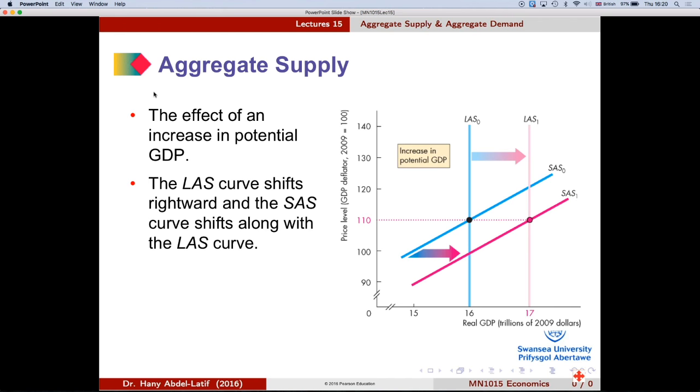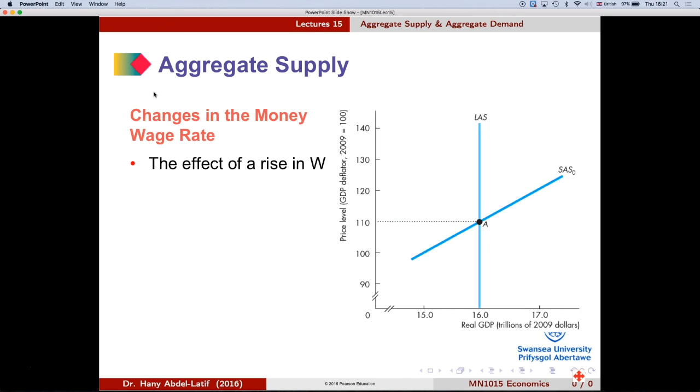Then if for any reason one of the factors that we mentioned has increased, this will result in increasing potential GDP, and this will shift both curves to the right. So the long-run aggregate supply curve will shift from long-run aggregate supply 0 to 1. So we'll have a right shift, and the same thing will happen to the short-run aggregate supply. It will shift to the right. So that's the first factor. Again, if potential GDP increased.